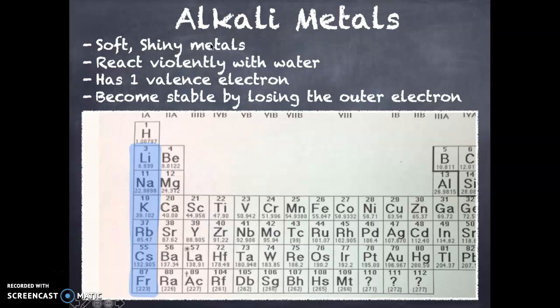The first of those is the alkali metals. It is in group 1, so the very first column of the periodic table. Notice I did not highlight hydrogen because hydrogen is not a metal. Hydrogen is a nonmetal. So even though it hangs out in this area of the table, it technically is not part of group 1. Okay. So group 1 starts with lithium, sodium, potassium, rubidium, cesium, and francium.